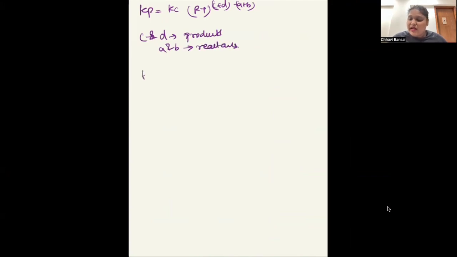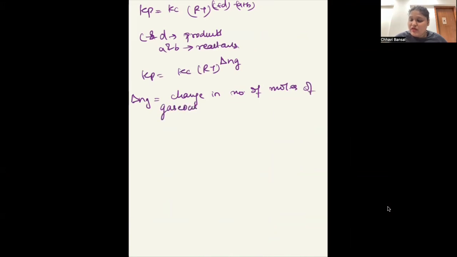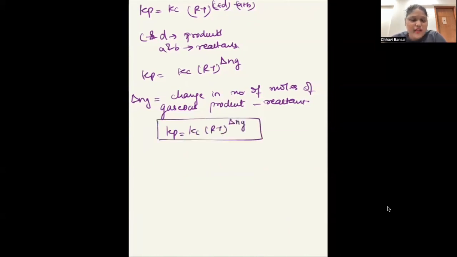So, can I write Kp equals Kc (RT) raised to the power delta Ng, where delta Ng is what? The change in the number of moles of gaseous product minus reactant. So the number of moles of gaseous products minus the number of moles of gaseous reactants will give you delta Ng. Okay. So Kp equals Kc (RT) raised to the power delta Ng. So this is the relation between Kp and Kc.